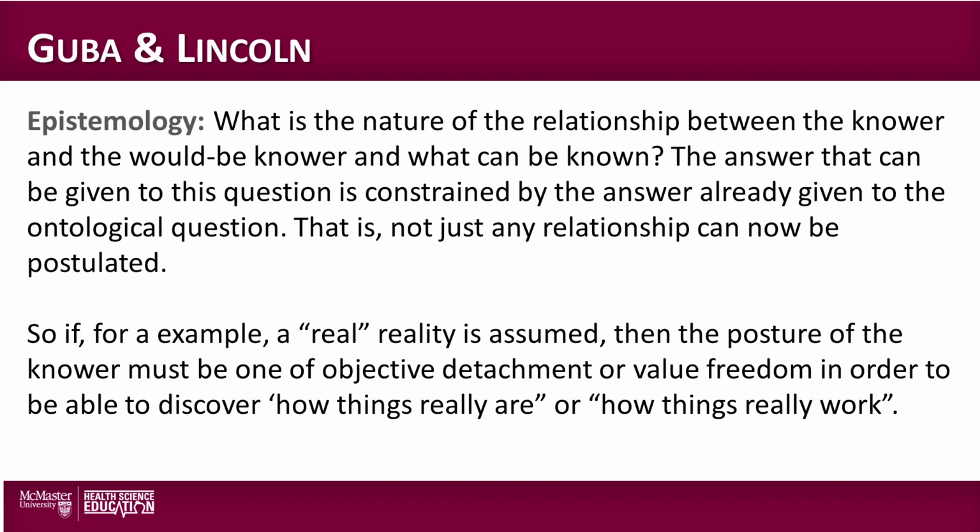The answer that can be given to this question is constrained by the answer already given to the ontological question. That is, not just any relationship can now be postulated. So if, for example, a real reality is assumed, then the posture of the knower must be one of objective detachment or value freedom in order to be able to discover how things really are or how things really work.